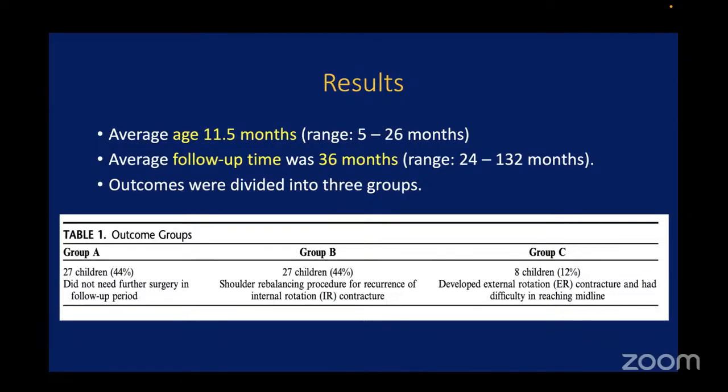So our results: average age was 11.5 months. The average follow-up period, as mentioned earlier, was 36 months, and the outcomes were divided into 3 groups. Group A, which consisted of 27 children, did not require any further follow-up or surgery. Group B was 27 children, that is around 44%, who needed a shoulder rebalancing procedure for recurrence of internal rotation contracture. And group C was 8 children who developed external rotation contracture and had difficulty in reaching midline. We'll get into the details of each group.